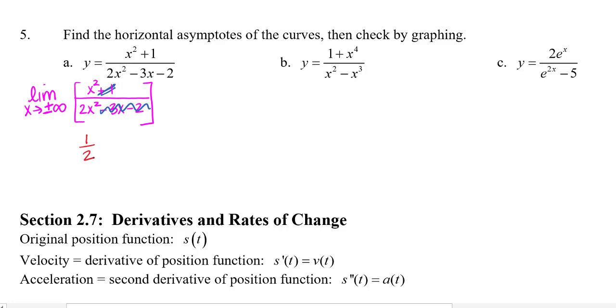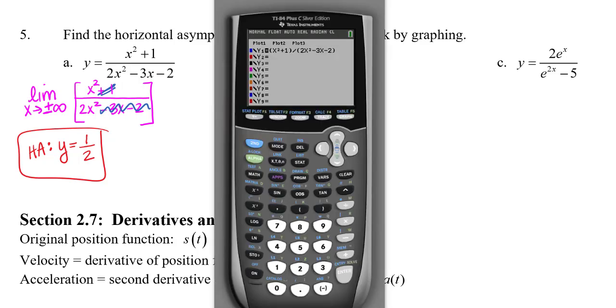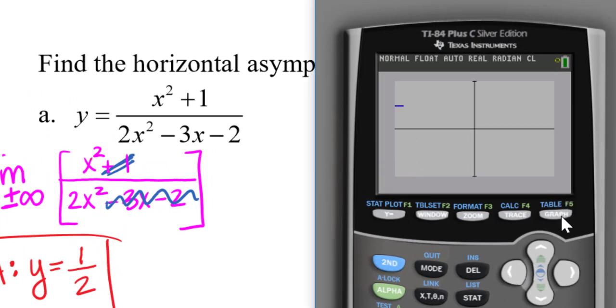So I believe that the horizontal asymptote, HA stands for horizontal asymptote, would be the equation of the line y equals 1/2. And let's quickly graph it to verify. Okay, so I've typed in my function. I like to double check. And again, make sure you're typing in that original function, please.